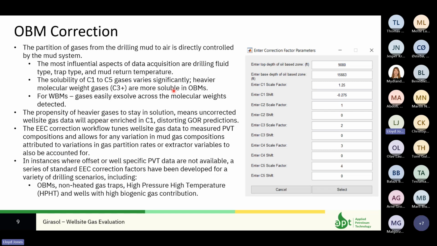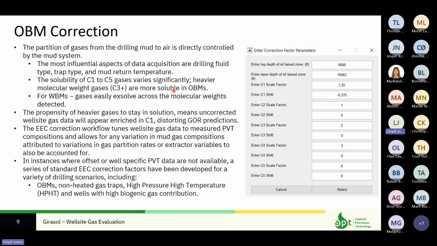But the propensity of heavier gases to stay in solution means that uncorrected well site gas data will appear enriched in C1. So this will distort your phase prediction. So all your predicted phases will look drier and your GORs will be higher. So we use an EEC correction workflow. EEC stands for extraction efficiency coefficient. So how easy does your compound extract from the mud?